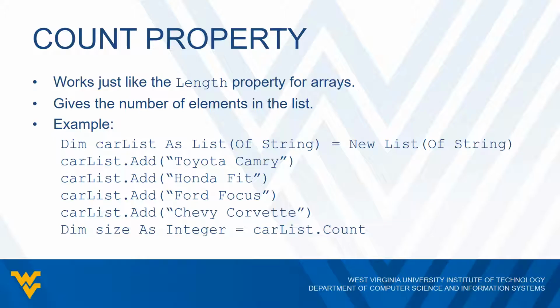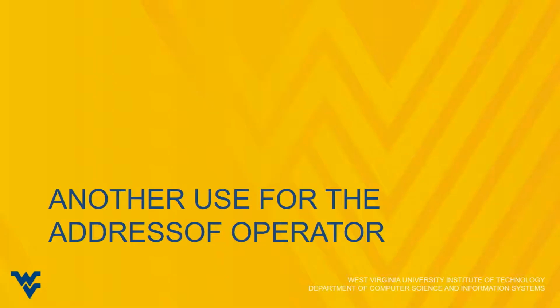So when we do car list.count, right here, this is going to evaluate to 4 because it sees there are 4 things in here, and that's going to get stored in size. Therefore, our size variable is going to contain 4.